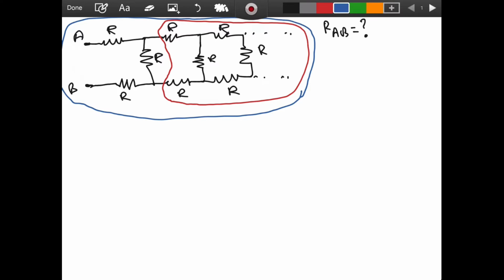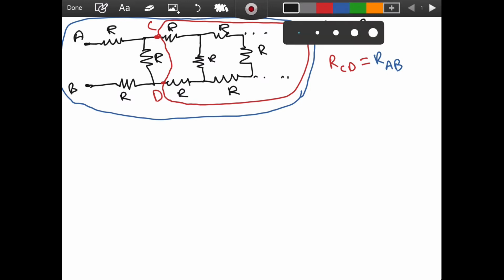So they are equivalent, which means that if we calculate the equivalent resistance between points C and D, RCD, it will be equal to RAB. I hope that this is clear, because if we just subtract 3 resistors from our pattern of infinitely many resistors, it is not going to change anything, because infinity is so huge that subtracting 1, 2, 3, even 1,000 would not change anything.